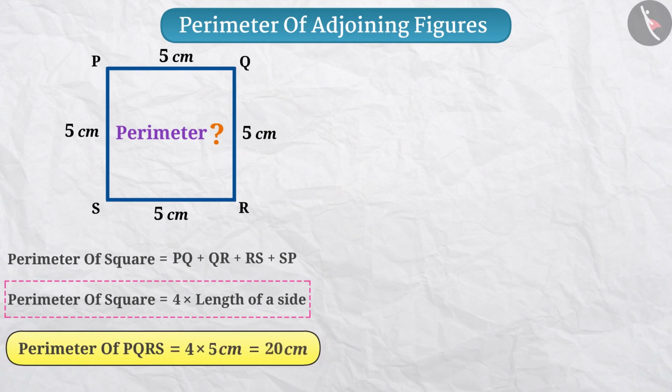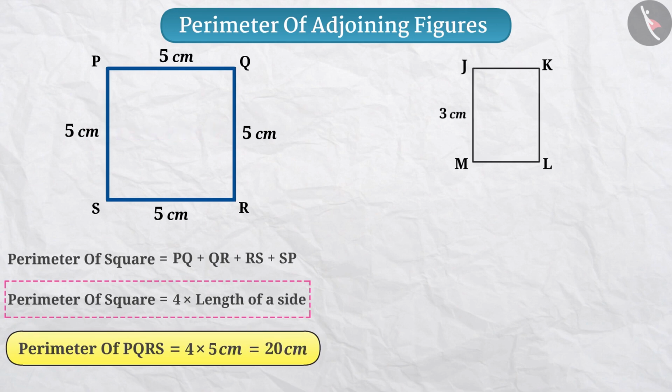In this way, the perimeter of square PQRS will be 4 multiplied by 5 cm is equal to 20 cm. Now, you can draw a rectangle JKLM with 3 cm length and 2 cm breadth on paper. Can you tell me what will be the perimeter of this rectangle? Think.